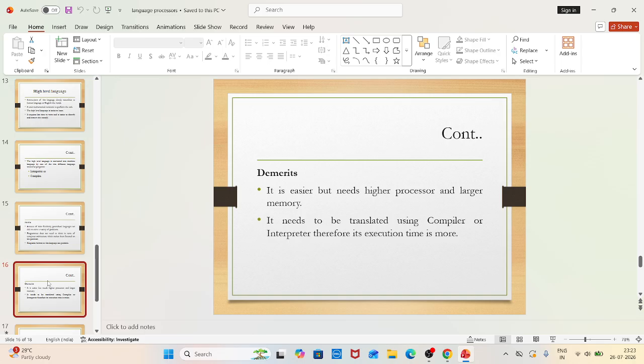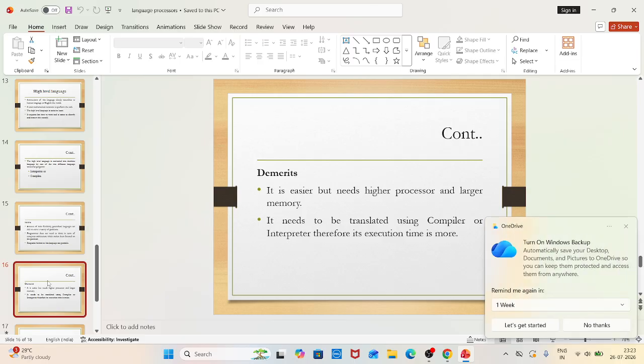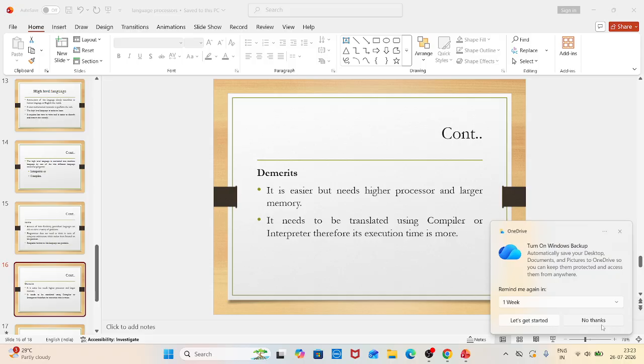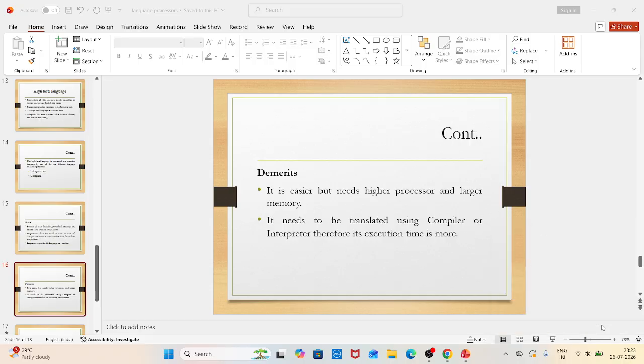Disadvantages. It is easier but needs higher processor and larger memory. It needs to be translated using compiler or interpreter. Therefore, its execution time is more.